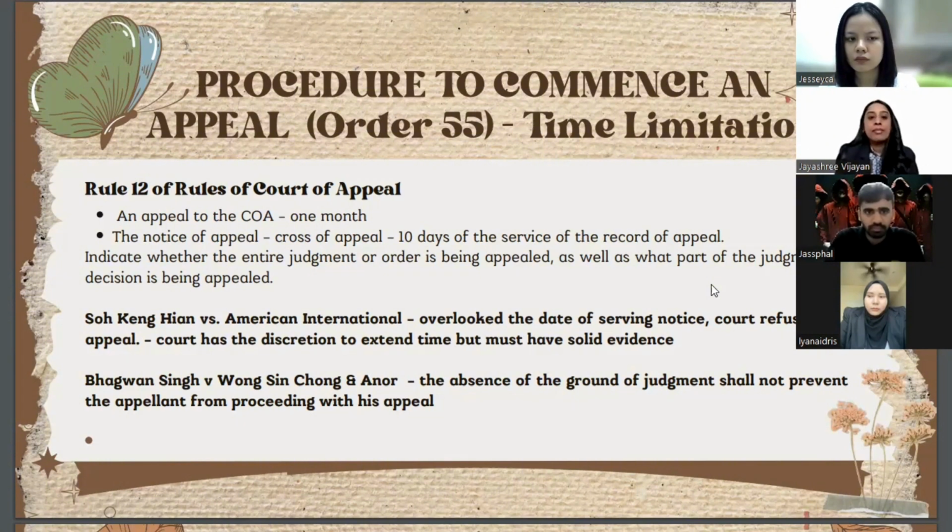And another case is Bhagwan Singh and Wong Sing Chong's case, where if there are no grounds of judgment given in a particular case, it does not stop that person from appealing to the higher court for a decision. So these are all the examples of cases that we could find. I'll pass it on to the next team member. Thank you so much.